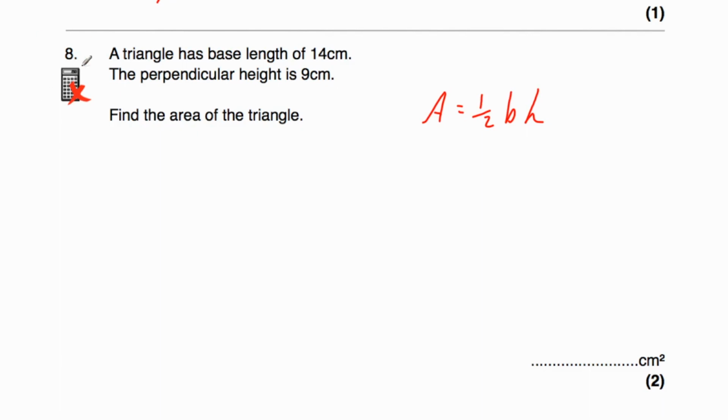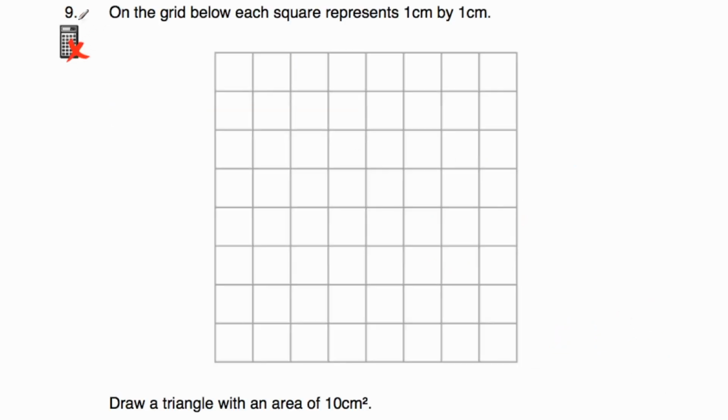Now this is an on-calculator question, so I'm going to actually half the base to begin with, because it's an even number. I can half 14 to get 7, and then that's going to make the calculation a bit easier. So I'm going to do a half of the base, half of 14, and then multiply by 9. A half of 14 is 7, so 7 times 9, and 7 times 9 is 63. So the area of this triangle will be 63 centimeters squared. And that's it. Okay, let's have a look at question number 9.